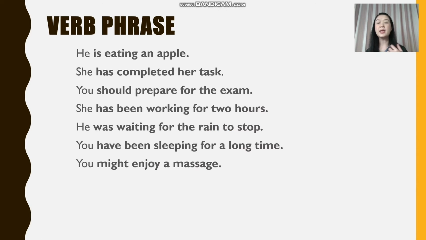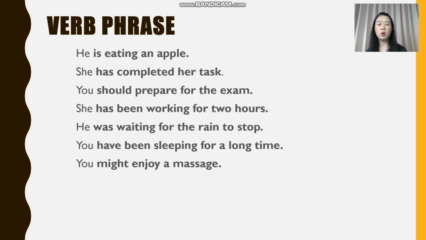Let's see. He is eating an apple. We start from the main verb eating, and we have the word is as the auxiliary or helping verb. And an apple is the direct object of this sentence. She has completed her task. The head word is completed, but we have an auxiliary and also some modifiers or the object of this verb as well. You should prepare for the exam. The word prepare is the head word, and we have some optional modifiers both before and after the head word.